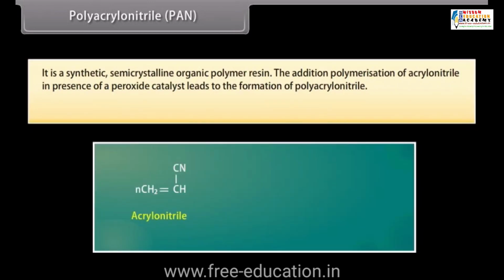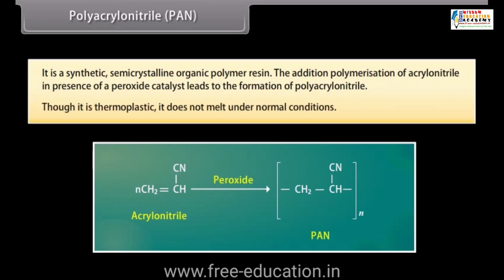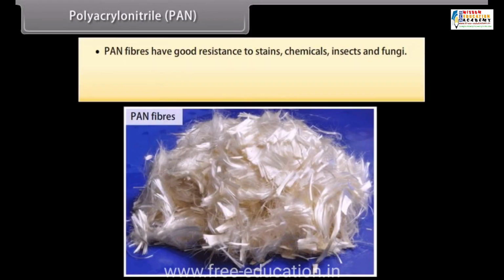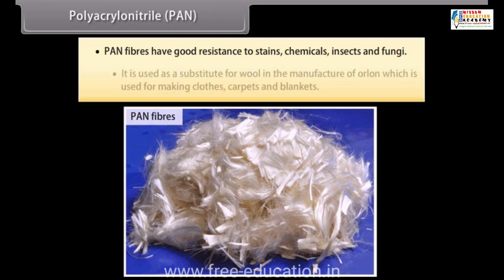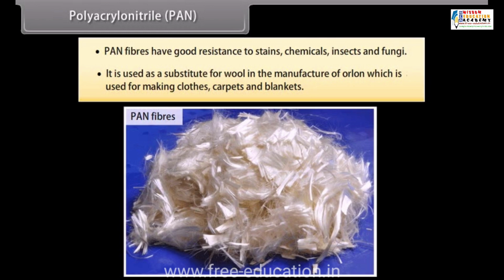Polyacrylonitrile, PAN. It is a synthetic, semi-crystalline organic polymer resin. The addition polymerization of acrylonitrile in presence of a peroxide catalyst leads to the formation of polyacrylonitrile. Though it is a thermoplastic, it does not melt under normal conditions. PAN fibers have good resistance to stains, chemicals, insects and fungi. It is used as a substitute for wool in the manufacture of orlon, which is used for making clothes, carpets and blankets.